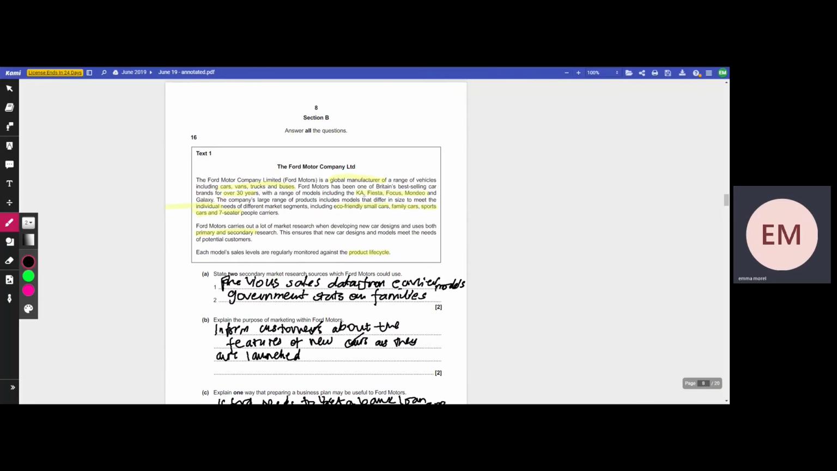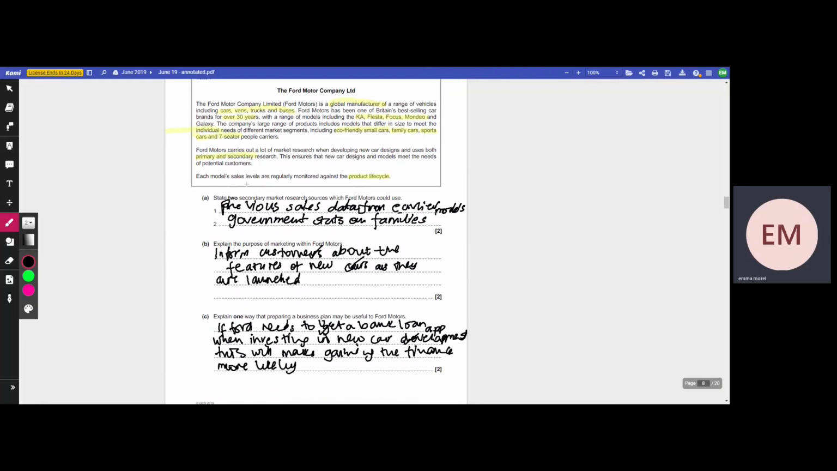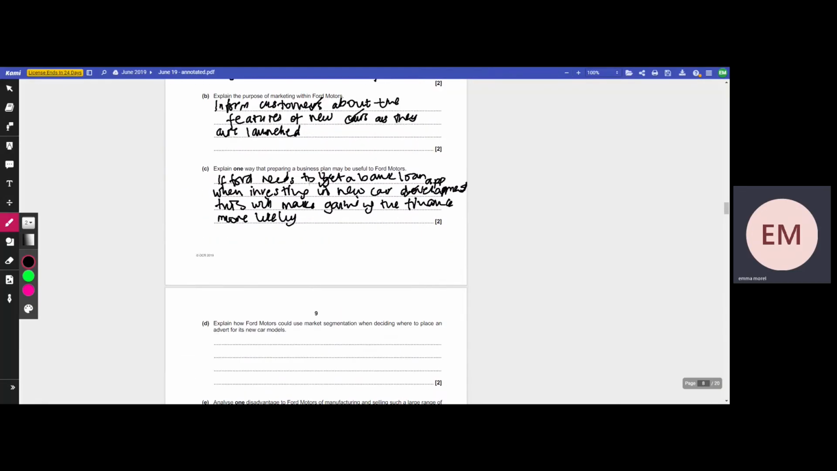If we just go back up, and this is why it's useful to underline or highlight, we can see that we've got the models here. They've told us about different models, and they've also told us about their different car market segments. Some of them are for eco-friendly people, some for families, some for sports fanatics, and some for larger families with 7-seaters.